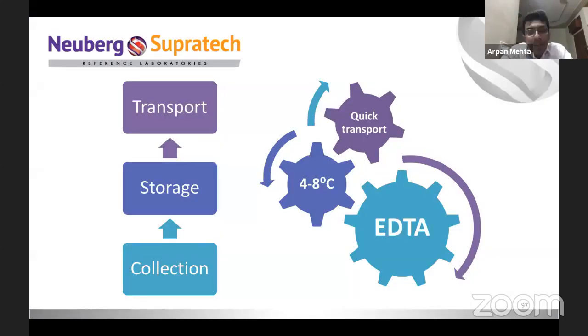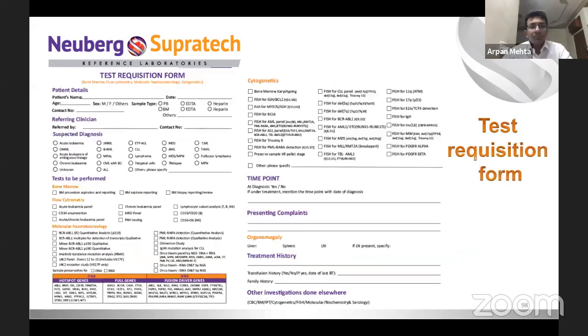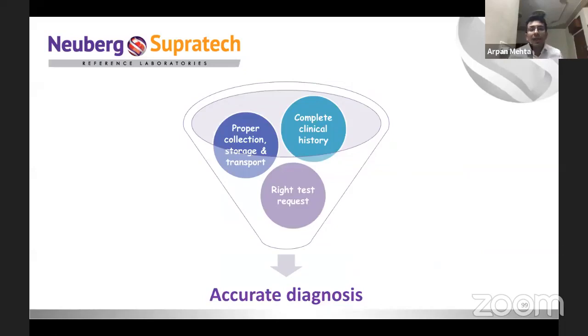In short, EDTA samples need to be given for any molecular diagnosis in cases of CML. Usually one EDTA sample would suffice, but it is better to send two because sometimes counts will be low and it would be an insufficient sample. It needs to be stored properly, under cool conditions, and we should always try for a very quick transport. And this is the test requisition form that you need to fill up to get a good and accurate diagnosis. If you put all these things together, you can get an accurate diagnosis.